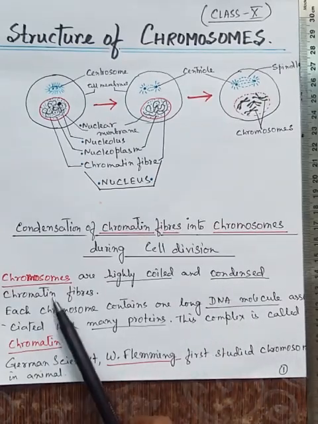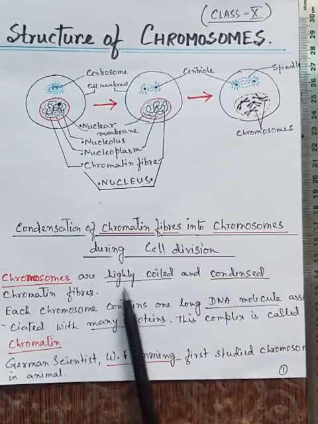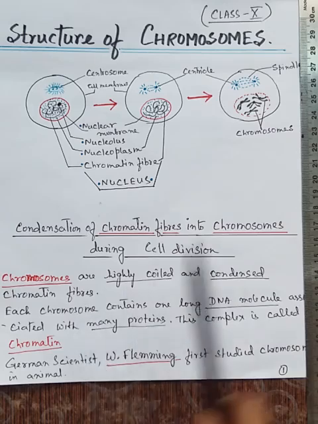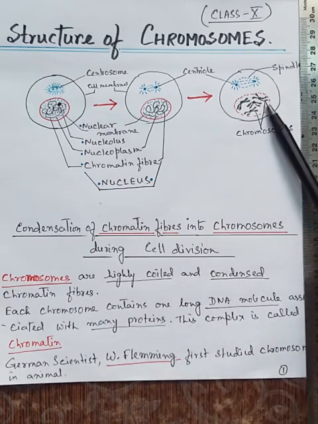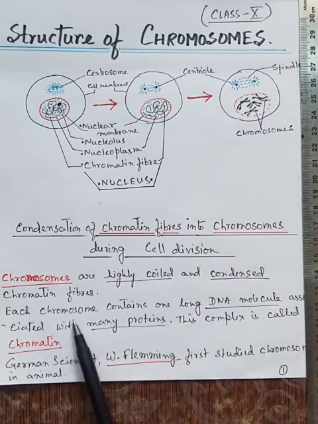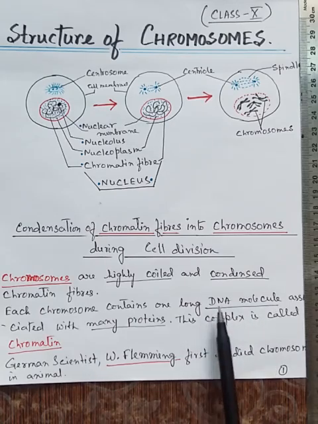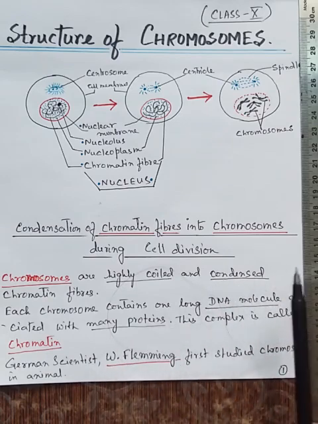Here this is the definition of the chromosome. Chromosomes are highly coiled and condensed chromatin fibers. You can see in the diagram condensed chromatin fibers. Now each chromosome contains a long DNA molecule. You will learn later on what is the DNA molecule. Full form is deoxyribonucleic acid, and also the protein materials are present.